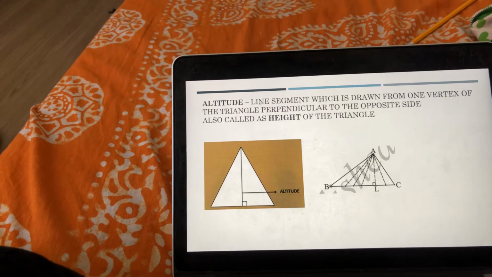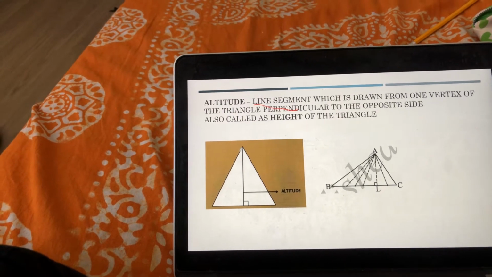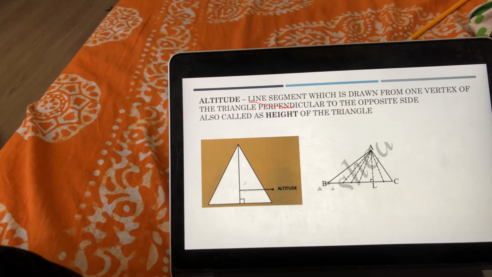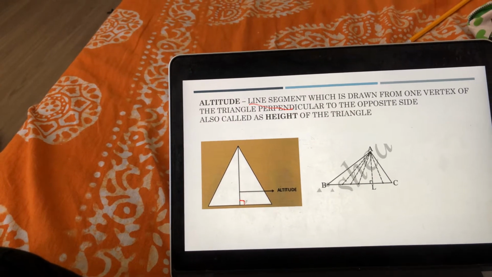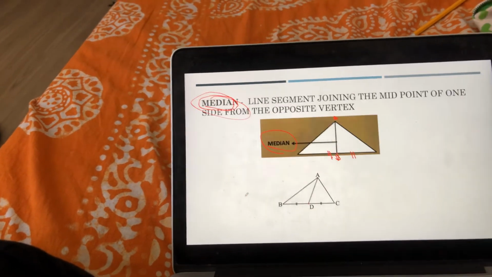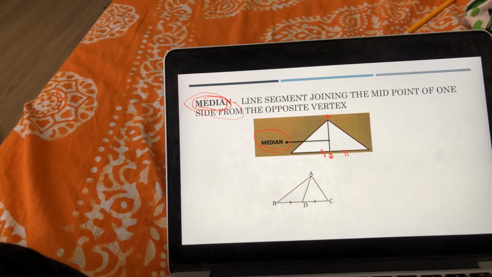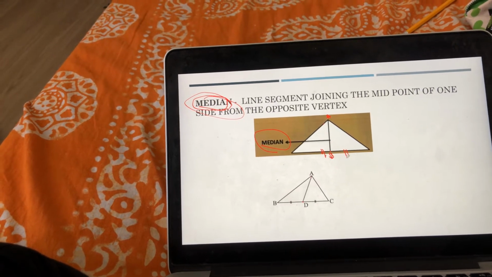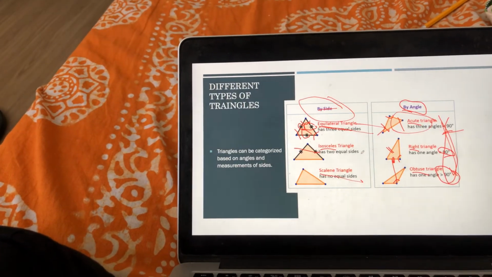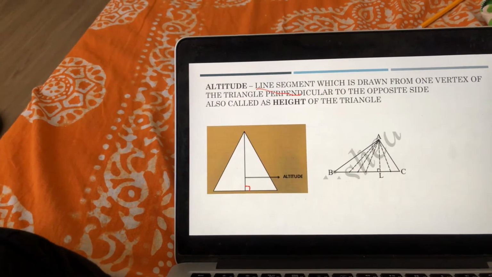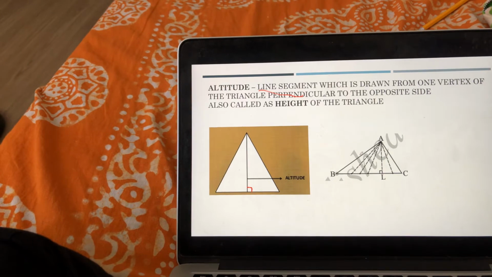Altitude is also a line segment, but this line segment meets the opposite side of the vertex at an angle making 90 degree. So based on what we have learned, we can see that median is based on the sides, the measurement of the side. So based on measurement and angle was the classification that we did. So based on side we get median, based on the angle that it cuts the opposite side we get an altitude.